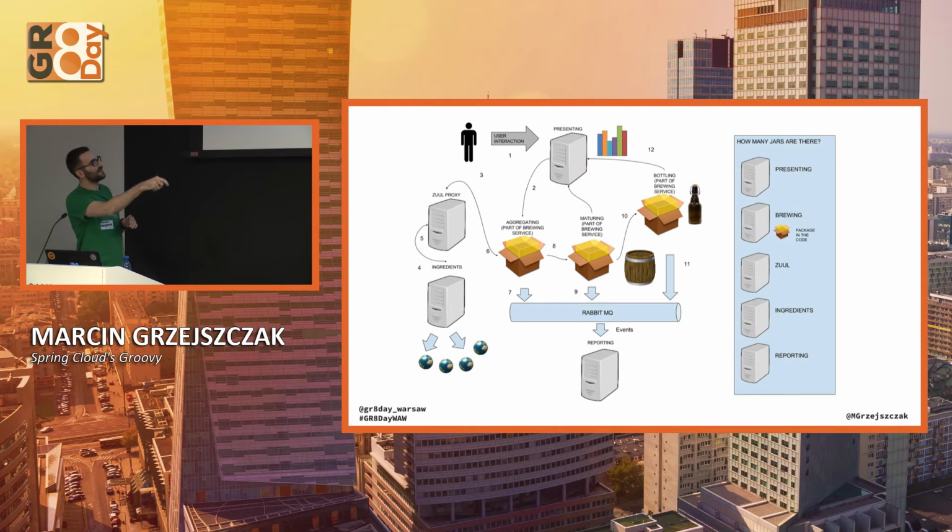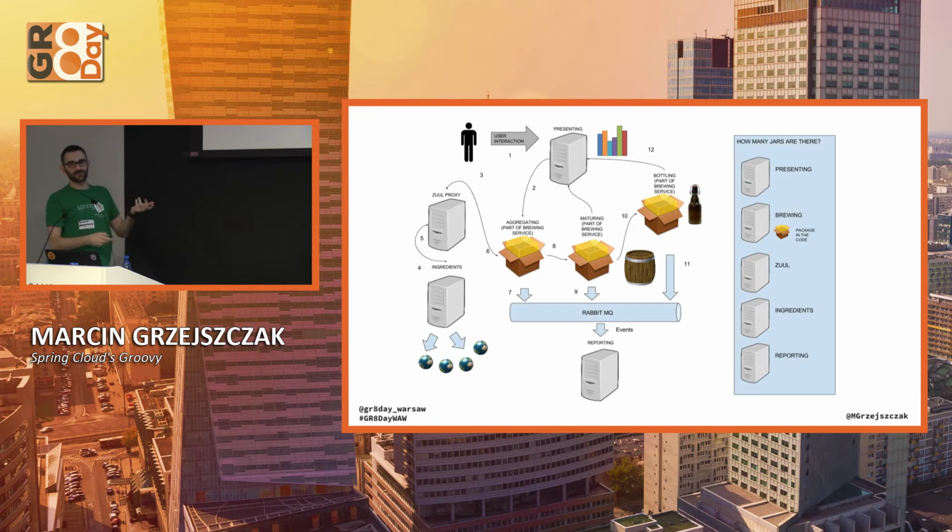So there are 5 jars: the presenting service, the brewing service, the Zuul application, the ingredient service, and the reporting service. Very fast: a user wants to order ingredients to produce beer. He clicks the UI, and a request is sent. Now, those packages are parts of the brewing service. Before that, these were separate applications, but my laptop couldn't handle so many jars executed, so I merged them together.